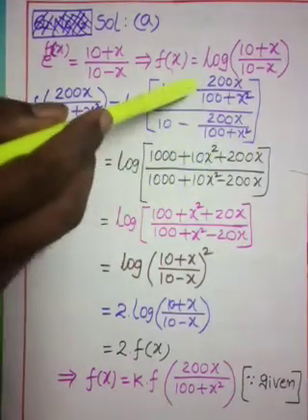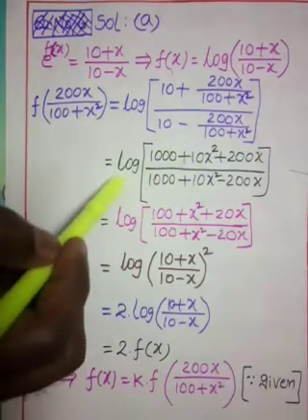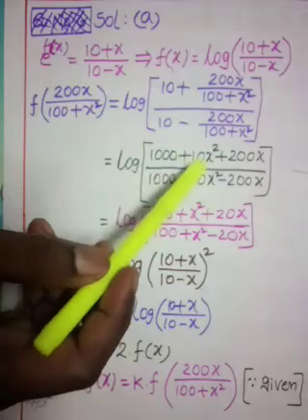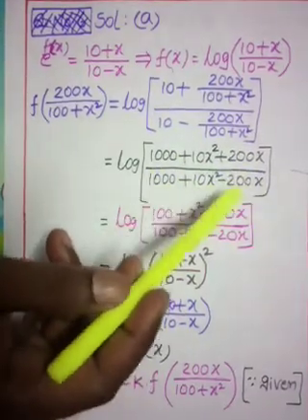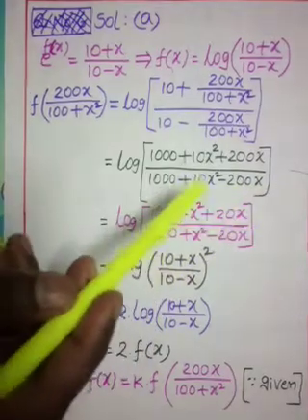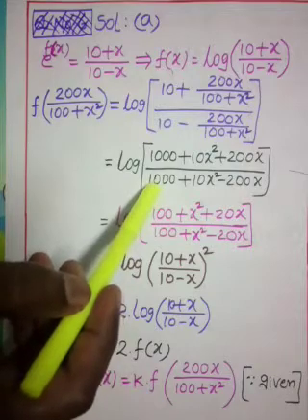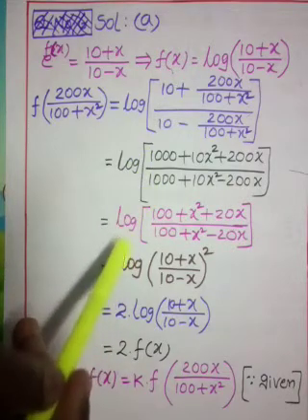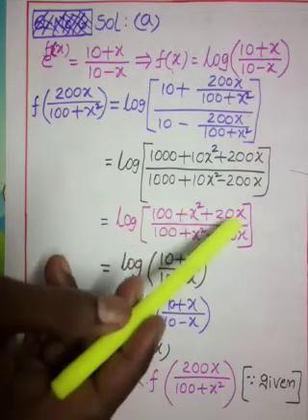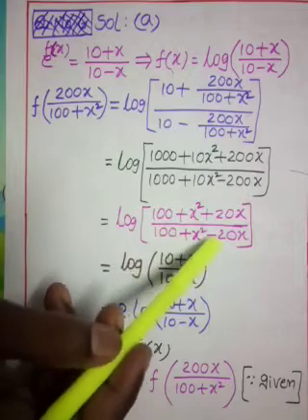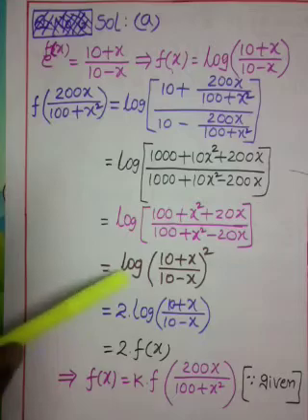Now we simplify the numerator part as well as the denominator part. Then we get log of 1000 plus 10x square plus 200x, whole divided by 1000 plus 10x square minus 200x. By taking 10 as a common factor in the numerator and the denominator and striking it out, we get log of 100 plus x square plus 20x by 100 plus x square minus 20x. Understood this step, my dear children?